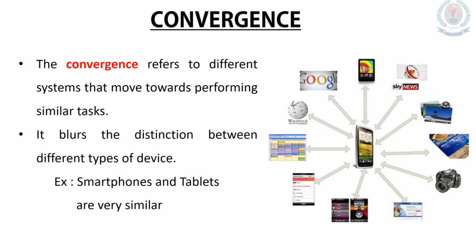Our last topic is convergence. Convergence refers to different systems that move towards performing similar tasks. Convergence blurs the distinction between different types of device. For example, smartphones and tablets. They are very similar. They are different in that a smartphone has mobile phone network connectivity. However, newer smartphones are getting bigger to look more like tablets.